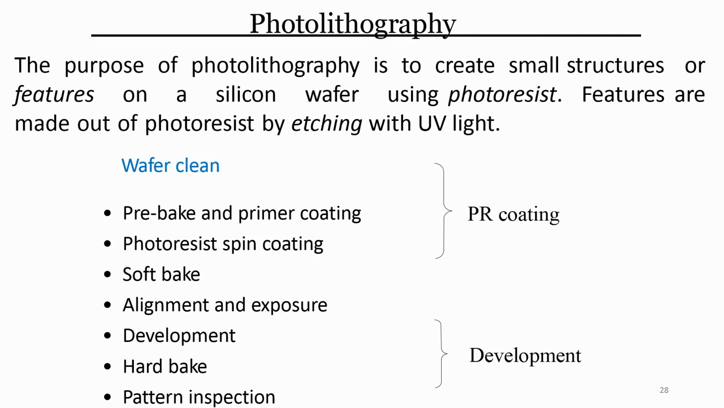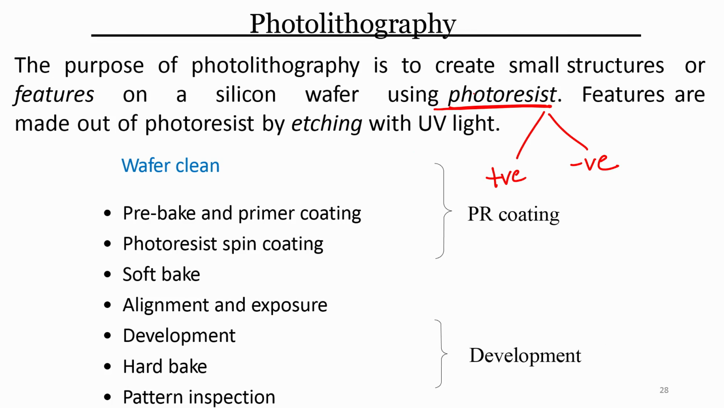But right now let us see the slide, and the slide says that the purpose of photolithography is to create small structures or features on a silicon wafer using photoresist. We have seen that, right. What is photoresist? Photosensitive resist. So, photoresists are of two types, positive photoresist and negative photoresist, correct. And features are made out of photoresist by etching with the help of UV light.